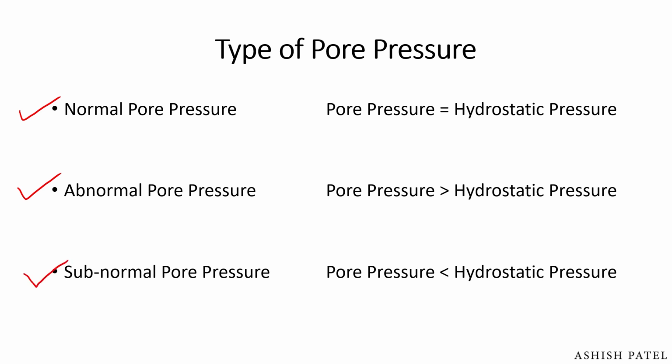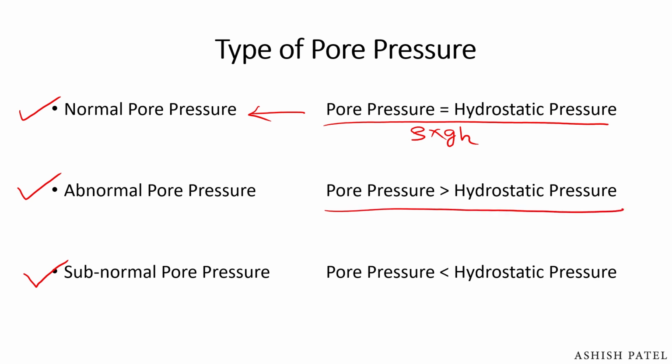If at a given depth the pore pressure is equal to hydrostatic pressure, then it is called normal pore pressure, and it is calculated the same as hydrostatic pressure. If at any depth the pore pressure is greater than the hydrostatic pressure, then it is called abnormal pore pressure, and if the pore pressure is less than hydrostatic pressure, then it is called subnormal pore pressure.